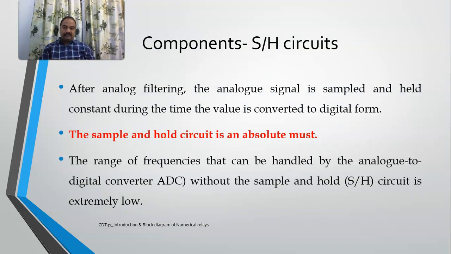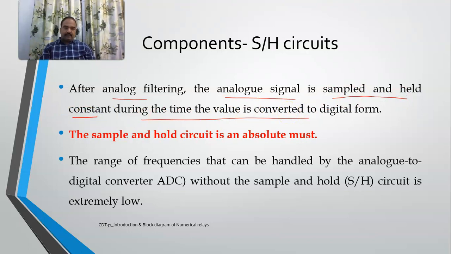And after this filter, if you have carefully seen, the first part is CTs and PTs. The next one is the filters, analog filters, anti-aliasing filters. And next we have sample and hold circuits. This is one of the important ones, that is a must in your numerical level. So your job is now to convert the analog signal to digital signal, right? During this process, after analog filtering, the analog signal is sampled and held constant during the time the value is converted into digital form.